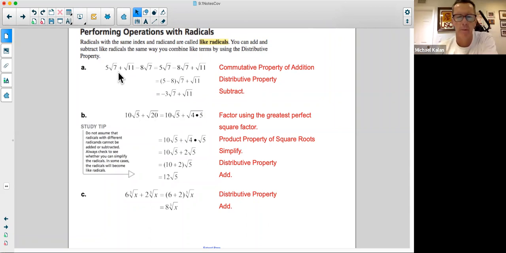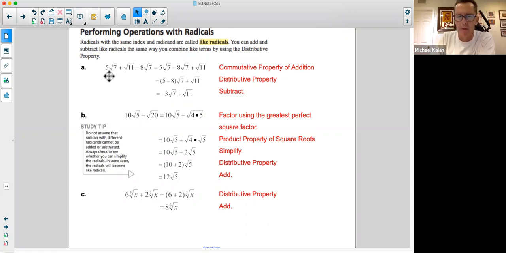We don't know exactly what root 7 is, right? We don't know what the square root of 11 is. So you can almost think of those as like variables. So I would almost say, think of this as like 5x plus y minus 8x. Well, if that was the case, wouldn't you take that 5x and the negative 8x and combine them together? Same thing with this, okay? So watch how this happens.